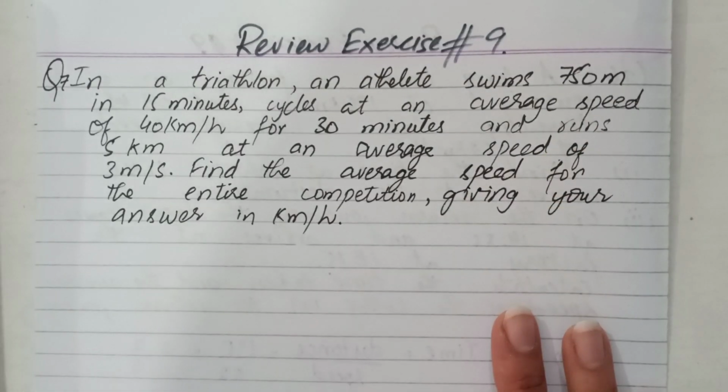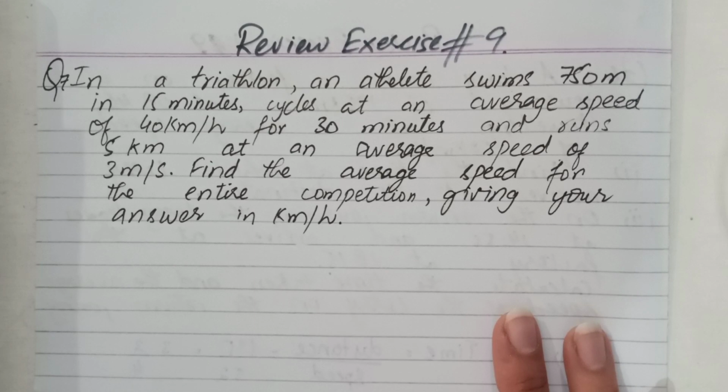Now students, question number 7. In a triathlon, an athlete swims 750 meters in 15 minutes, cycles at an average speed of 40 km per hour for 30 minutes and runs 5 km at an average speed of 3 meters per second. Find the average speed for the entire competition. Give your answer in kilometers per hour.